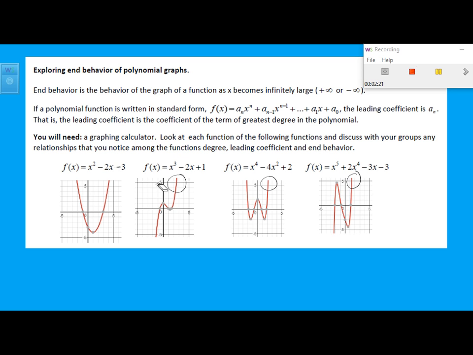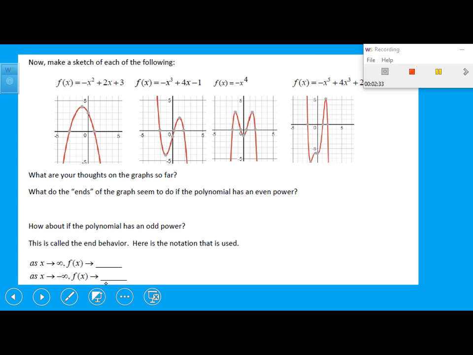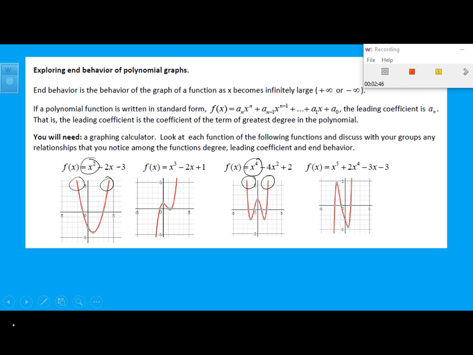Now the next little thing I want to point out is this. Notice that the even-powered graphs, both of the branches went the same direction. Let me flip to my next screen here for a second. Notice still the even-powered graphs right here. Notice that those branches, the ends, are going the same direction. Now, notice that the odds, one branch is going up, one branch is going down. One branch is going up, one branch is going down.